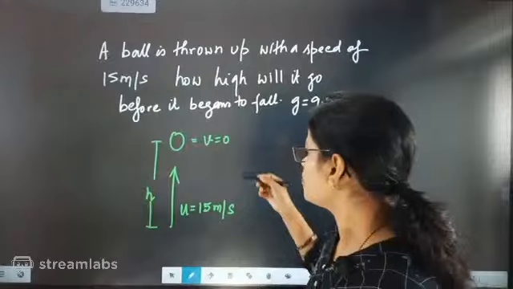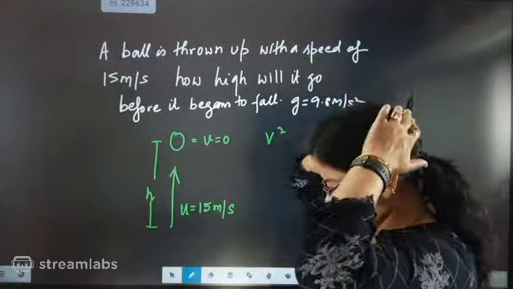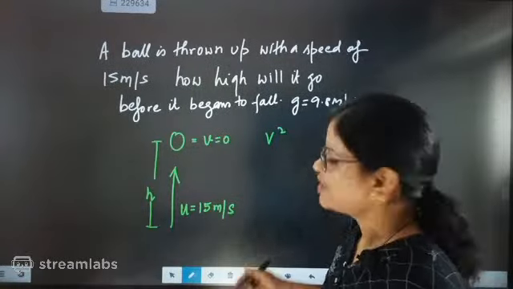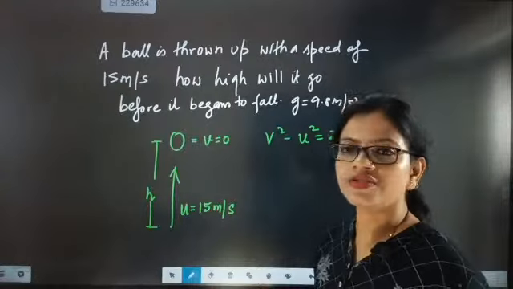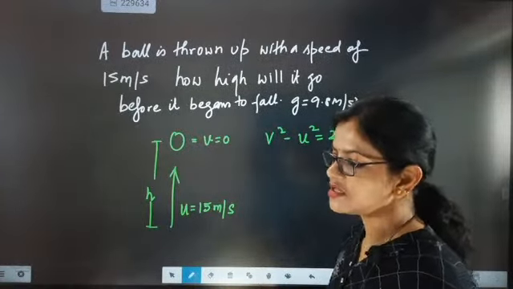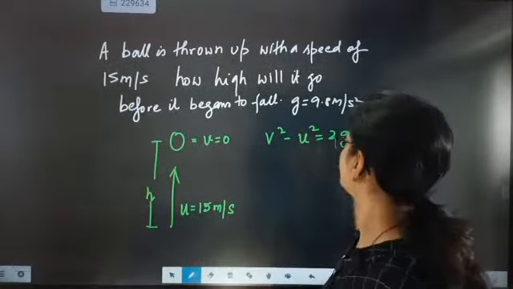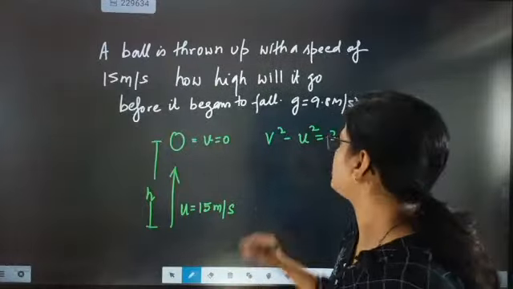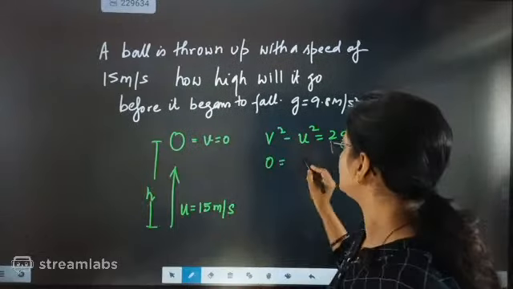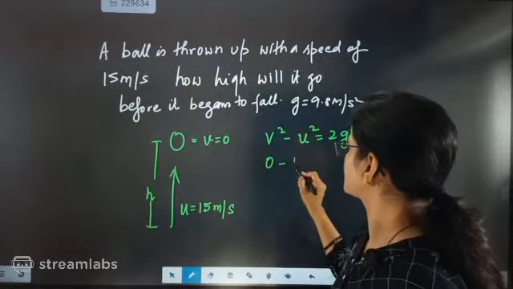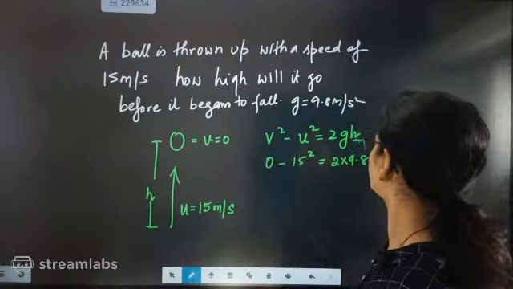Now next, what equation are we going to use? So here v square minus u square is equal to 2gh. This equation only we are going to use. The reason is that in v square minus u square, final velocity and initial velocity, we have to find height, and g they told us to take 9.8. So the final velocity is 100% going to be 0. And then what is u? u is 15 square equal to 2 into 9.8 into h.